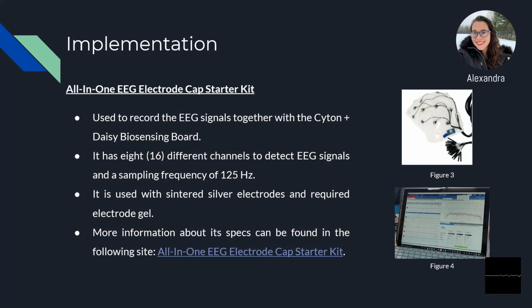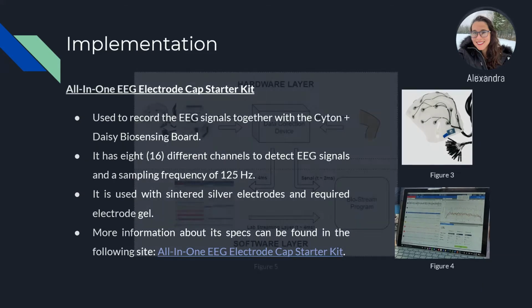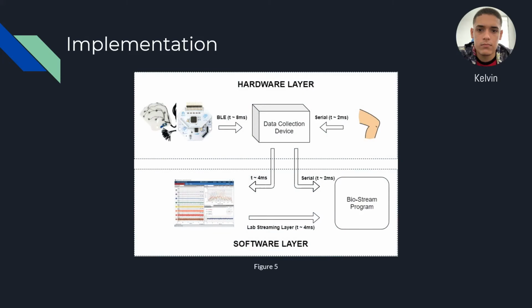The all-in-one EEG electrocap starter kit will be used to record the EEG signals together with the OpenBCI board. This headset has 8 different channels to detect EEG signals and possesses a sampling frequency of 125 Hz. It is used with sintered silver electrodes in order to be able to collect data from people. The information collected by the helmet is sent to the computer wirelessly, and it is visualized using a user interface developed by OpenBCI. The team has developed a graphical user interface to facilitate the data collection process.